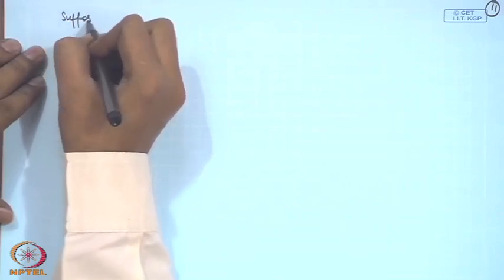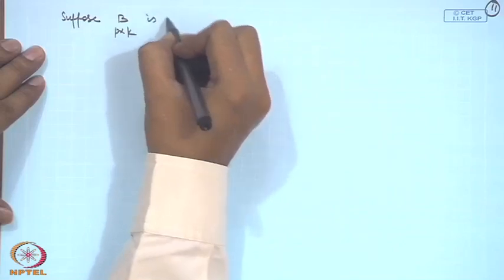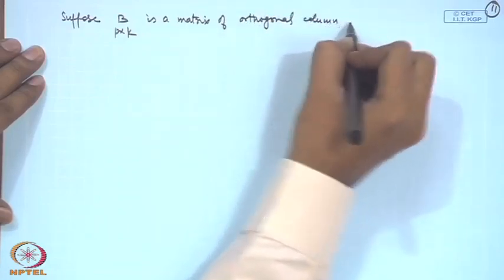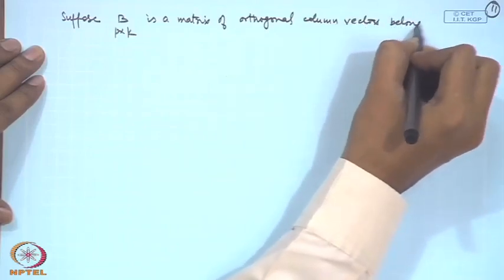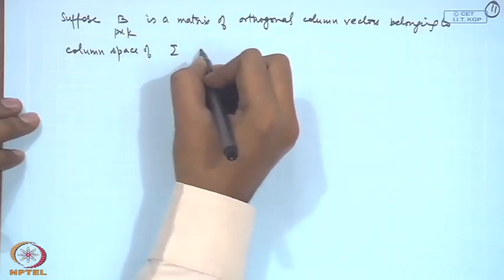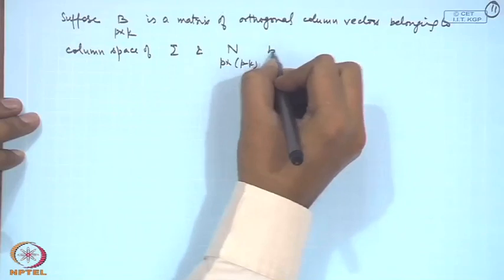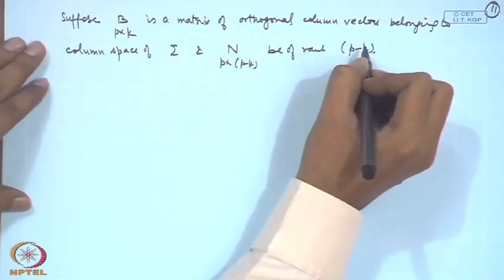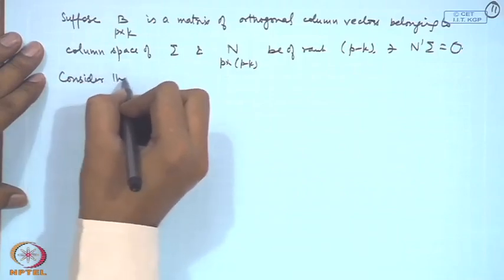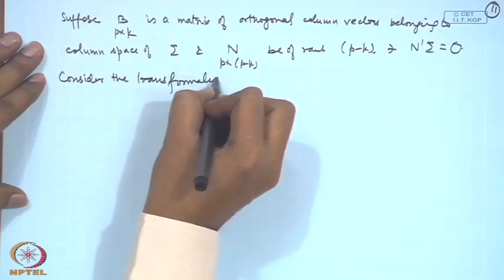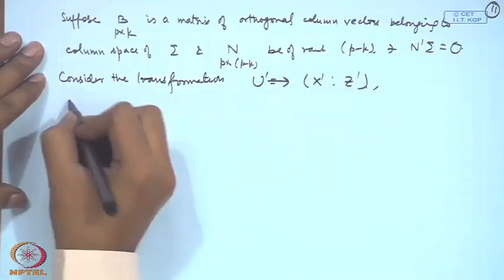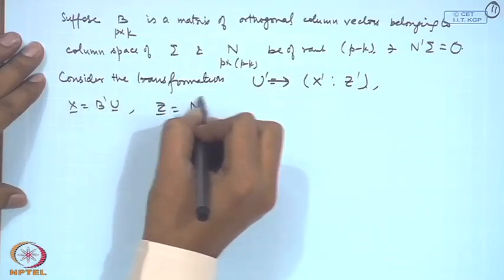Suppose B, that is p by k, is a matrix of orthogonal column vectors belonging to the column space of sigma. And N, that is p by p minus k, of rank say p minus k, such that N prime sigma is a null matrix. So, let us consider the transformation U prime going to (X prime, Z prime), where X is B prime U, Z is equal to N prime U.